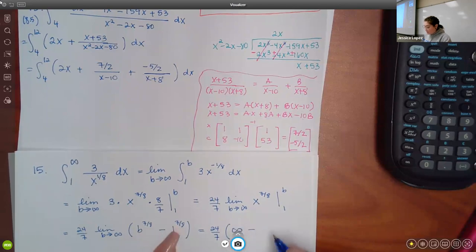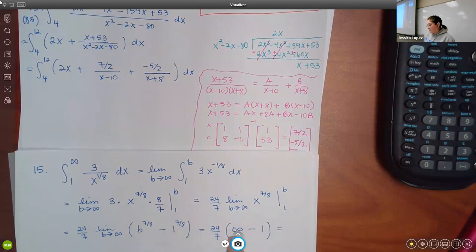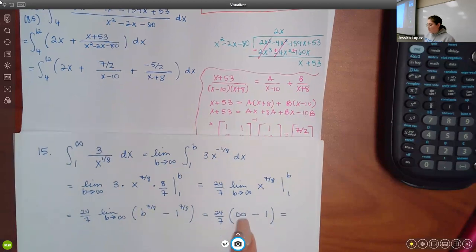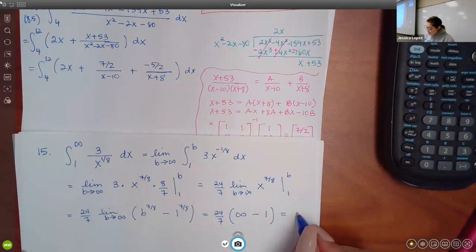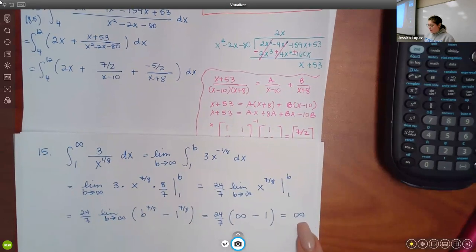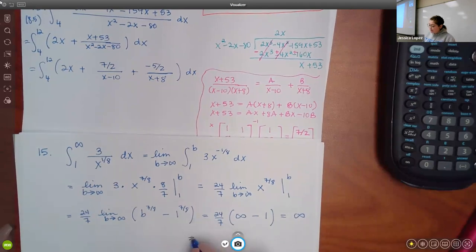And one to any power is one. It does not matter if I take infinity and I take out one number, it's still infinite. And it doesn't even matter if I take that infinite number and multiply it by something, it's still infinite. Now these infinities are not the same infinities, but it is equal to an infinite number. When you get infinity, you say that the improper integral diverges.